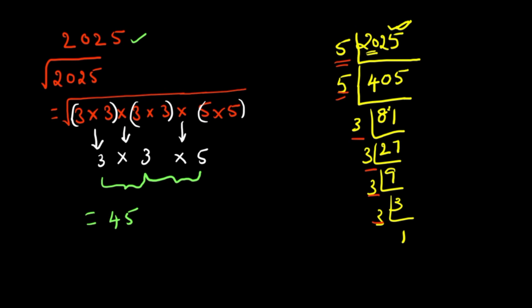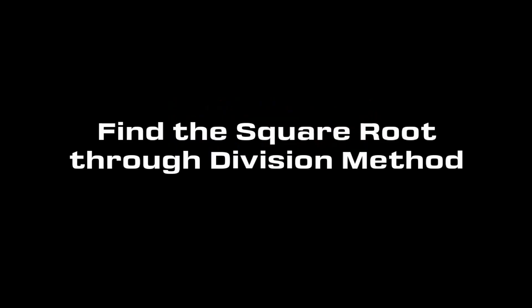Now we will discuss how to find the square root using the division method. Now you are going to learn how to find the square root through the division method. So let us discuss with an example. Suppose it is a number like 784, I'm going to take example like 784. So how to find this one using the division method?